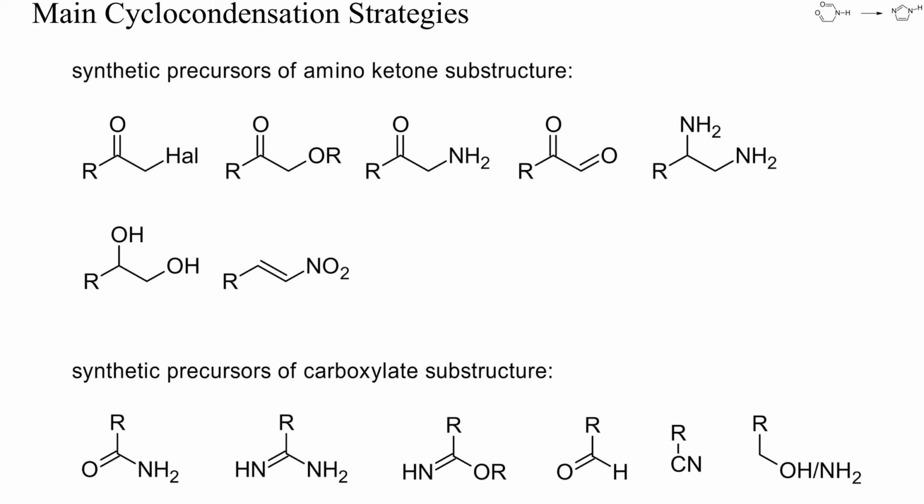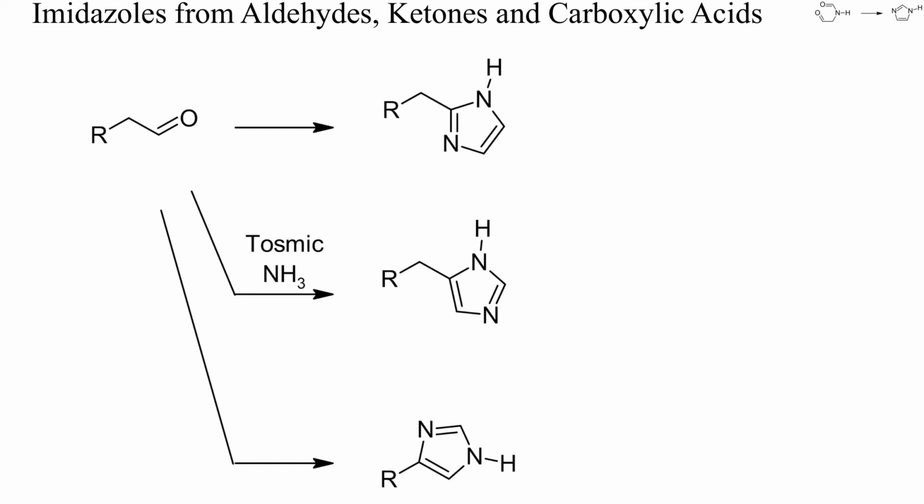Also for the carboxylate fragment, many different synthetic precursors are viable. For instance, amides, amidines, iminoethers, aldehydes, nitriles, and even alcohols or amines. From a given aliphatic aldehyde, 3 different types of imidazole can be prepared. In some strategies, the aldehyde may just act as a precursor to the carboxylic acid fragment and will be oxidized by hydride abstraction or tautomerization.